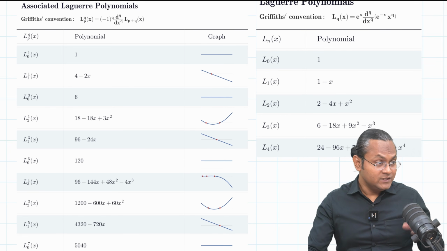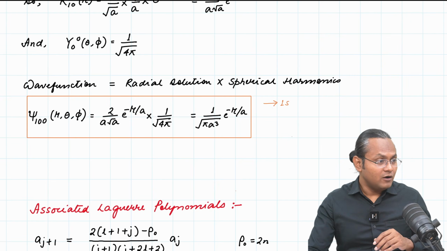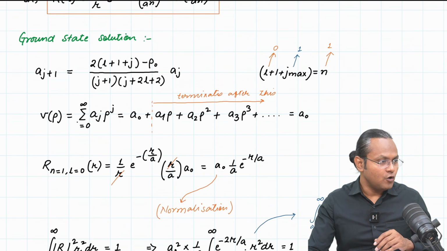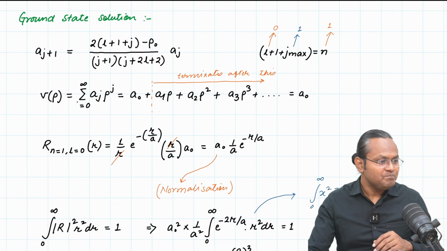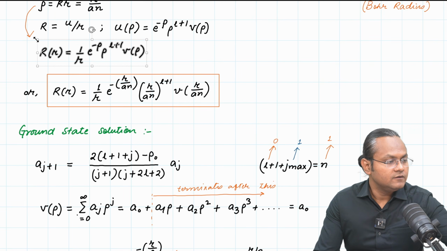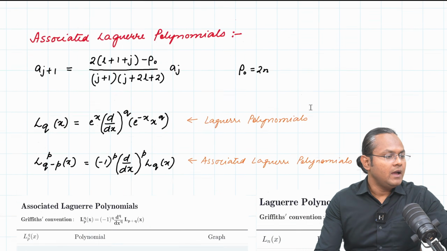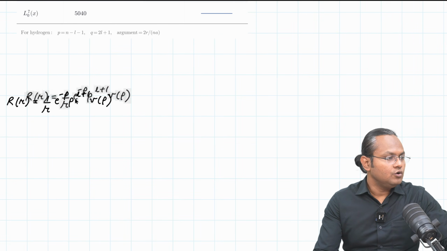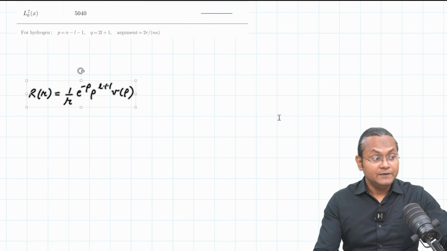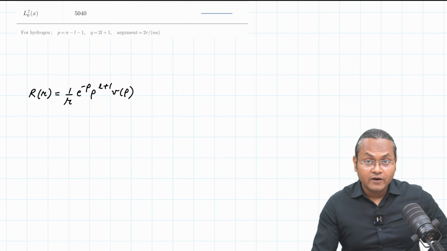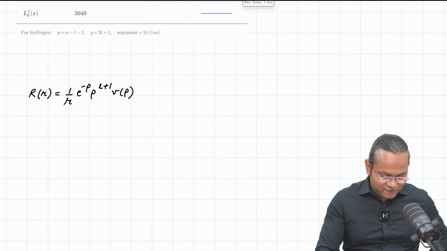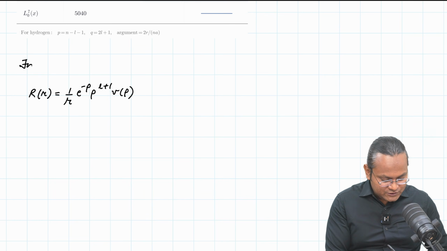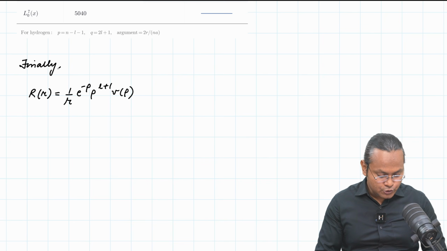So let us now include this solution into our general expression for the radial solution. I'll copy this expression for the radial solution, and let us see what we get. So finally, I think we have earned the right to say the word finally now, because we are pretty close to the final solutions.